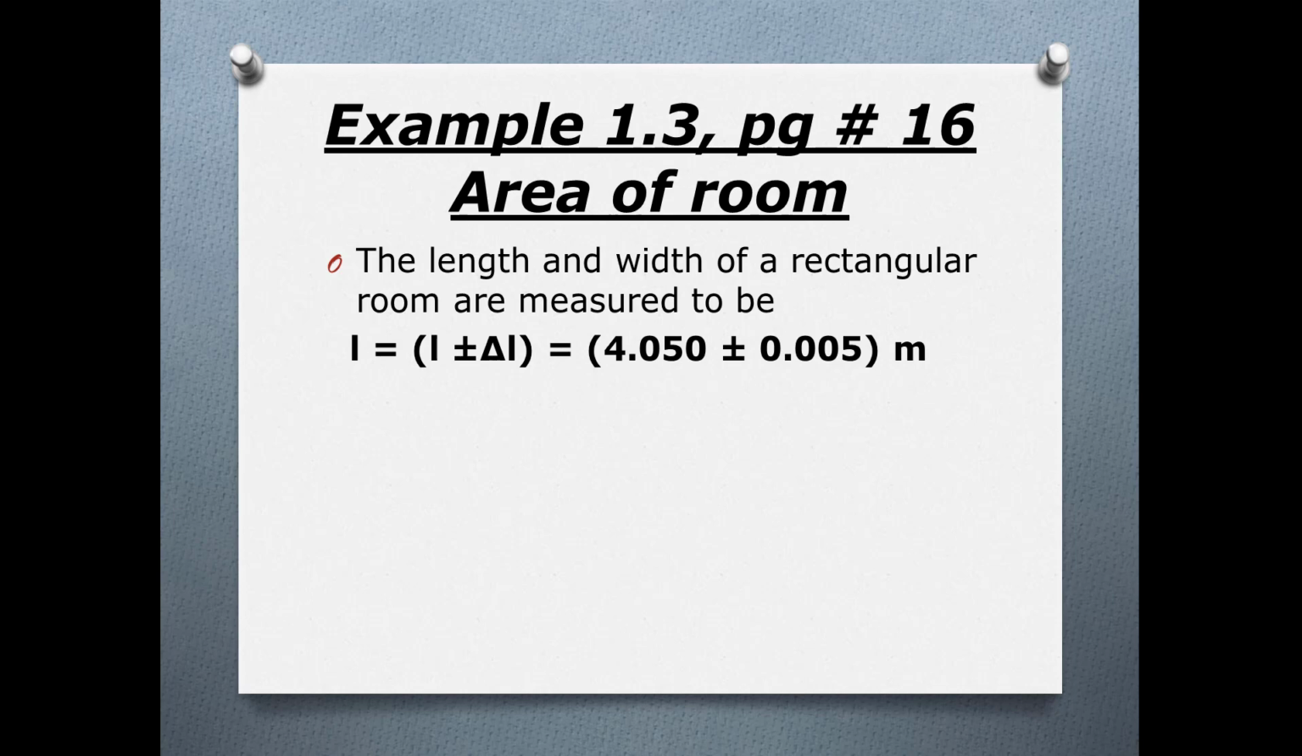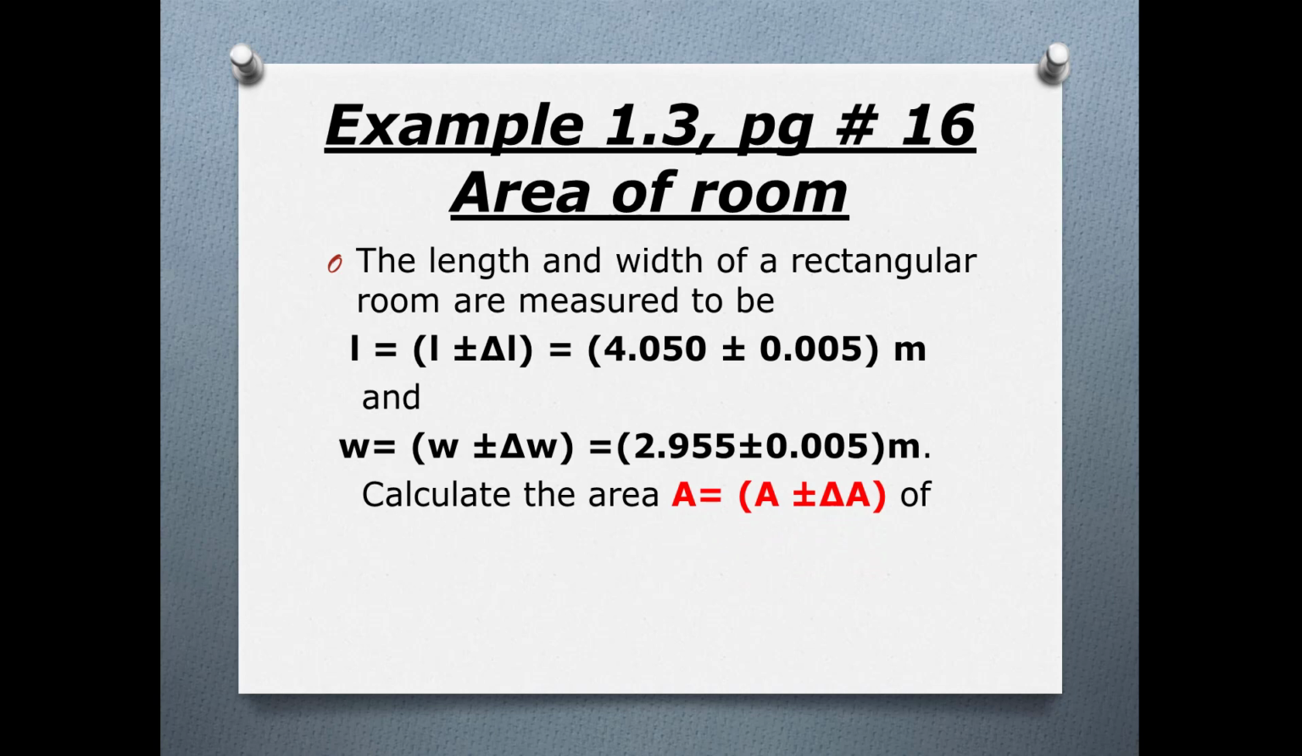Okay, make one correction over here. In your book, page number 16, the values which are given in the statement are different. They have given 3.955 and 3.050, but in the calculation, they have used these values. So make this correction in the given statement. Length is equal to 4.050 plus minus 0.005 meters, and width is equal to W plus minus delta W, which is equal to 2.955 plus minus 0.005 meters. Okay, we have to calculate the area of the room and its uncertainty.